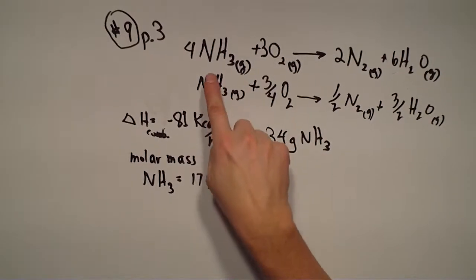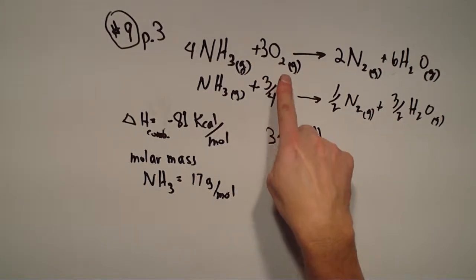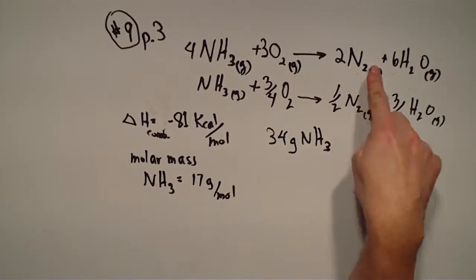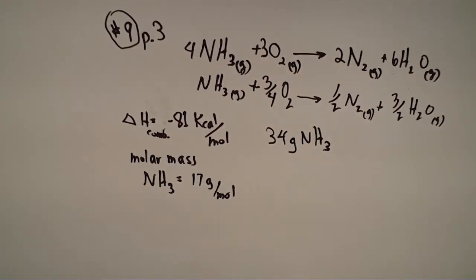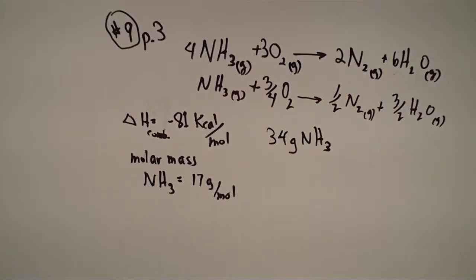So I went ahead and show you here the reaction of ammonia with oxygen. It produces nitrogen gas and water. And notice, to balance it, it's a 4, 3, 2, 6.